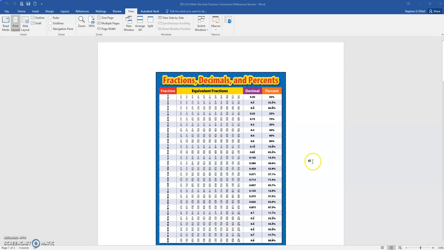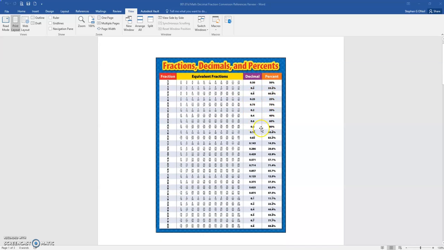So for starters, I wanted to reference this 01D doc called Math Decimal Fraction Conversion References. This is strictly a reference chart. Now, you can get this type of information obviously most anywhere, but what's handy about this first page of the doc is how it relates fractions to equivalency, fractions to decimals to percentage.